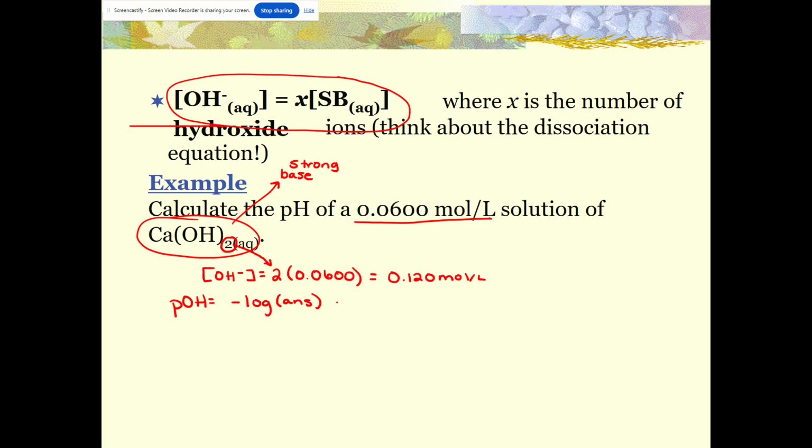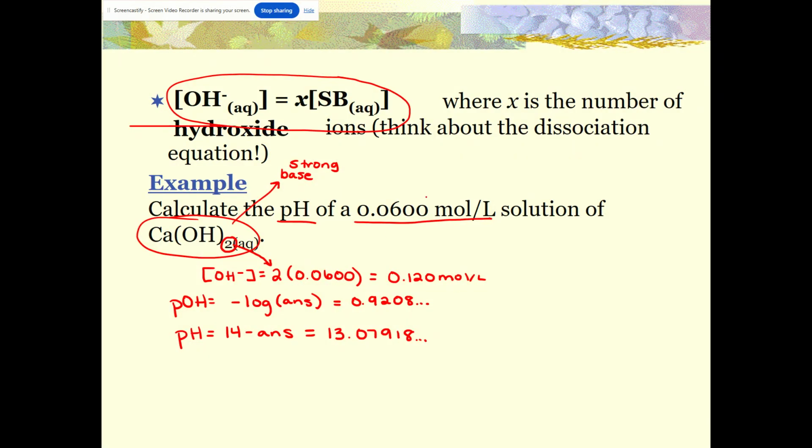You're going to get a pOH of 0.9208, and so on. And the question is asking for pH. So I can find the pH by 14 minus the answer I just got. And again, put it in your calculator exactly like that. I get an answer of 13.07918, and so on.